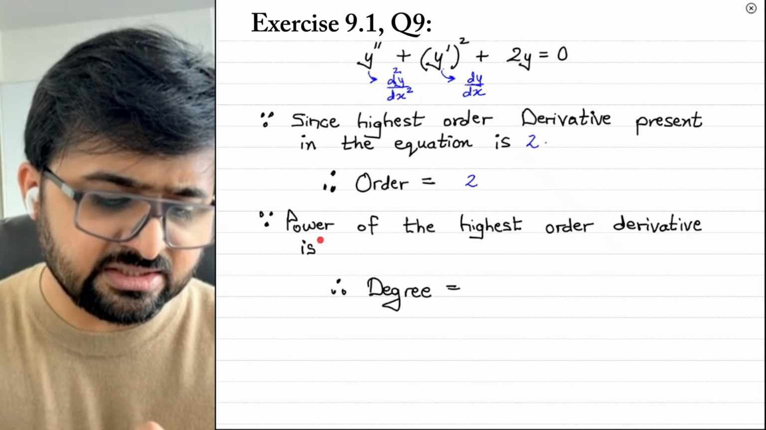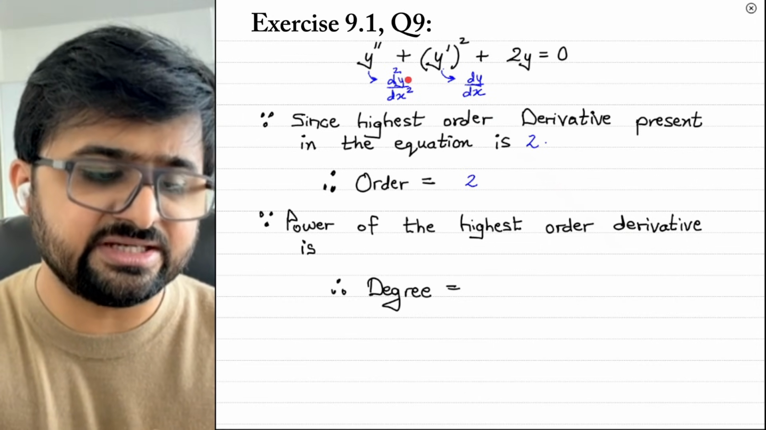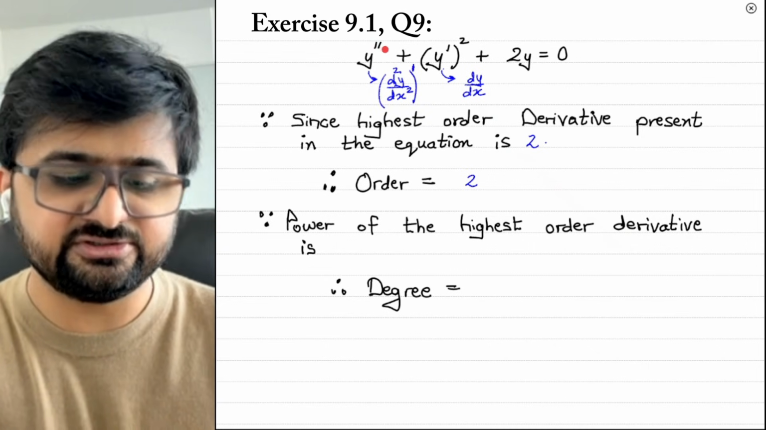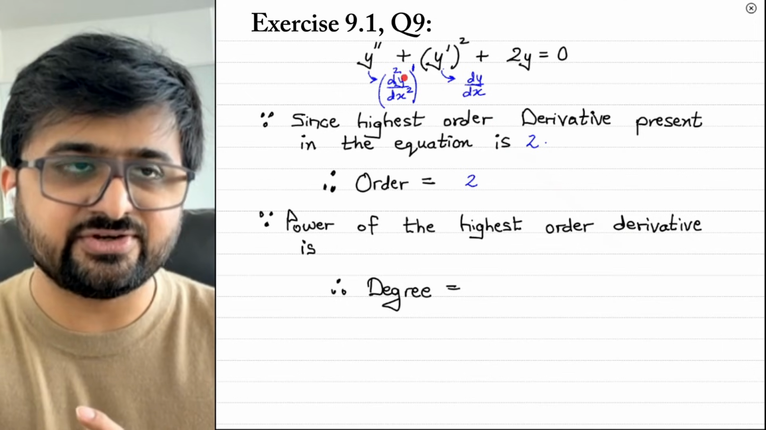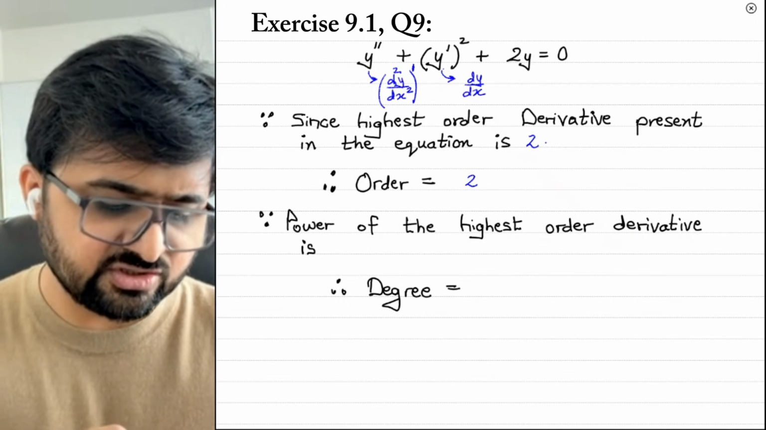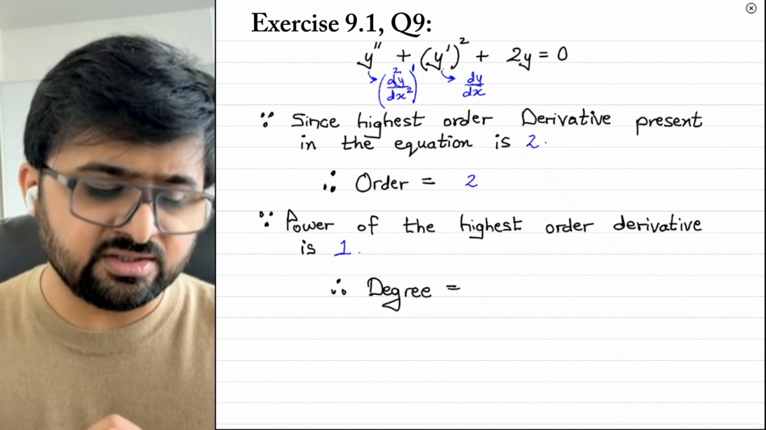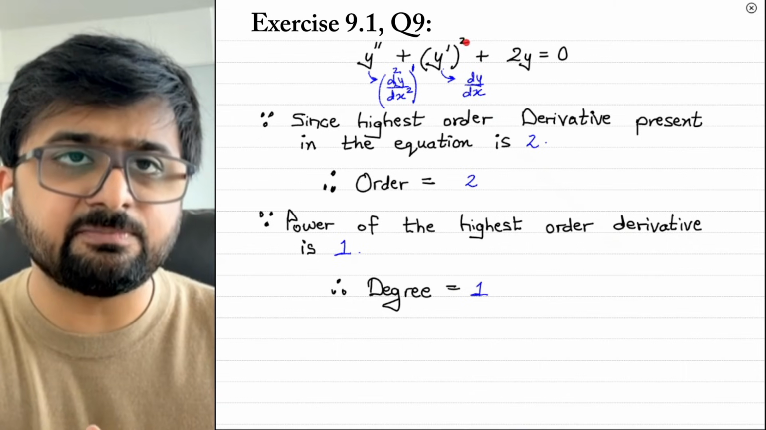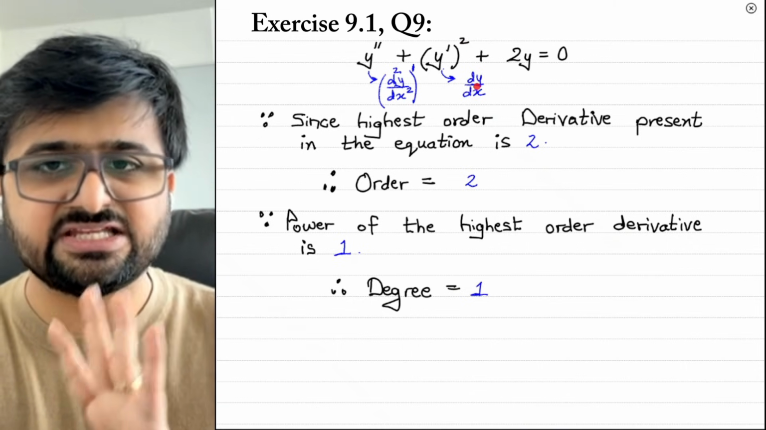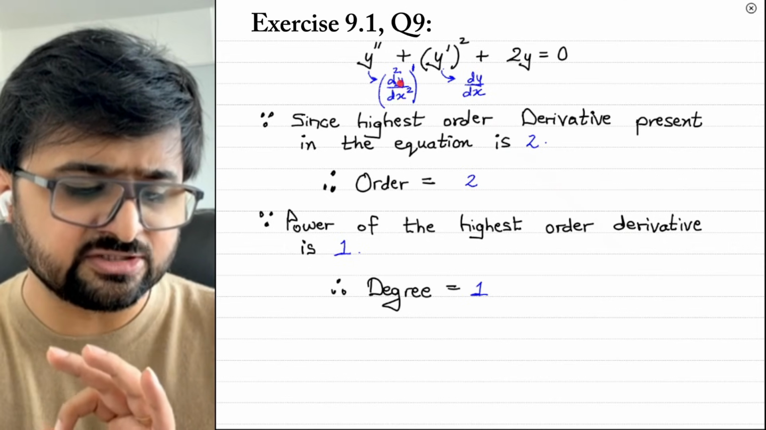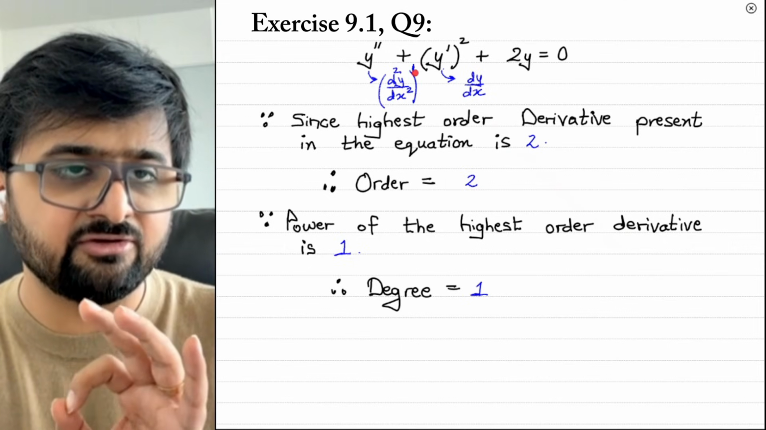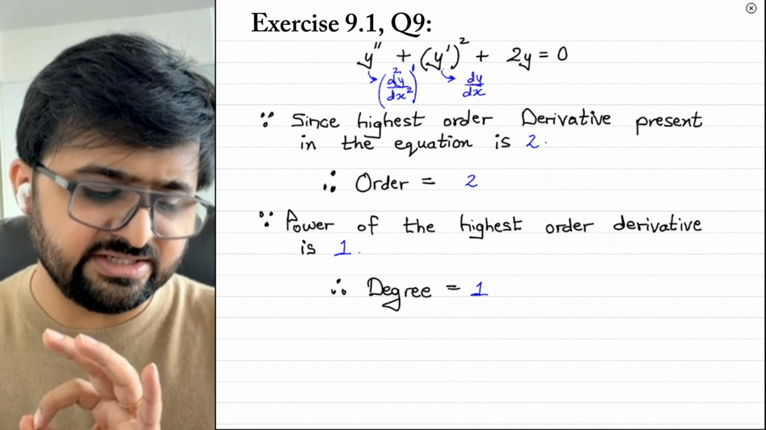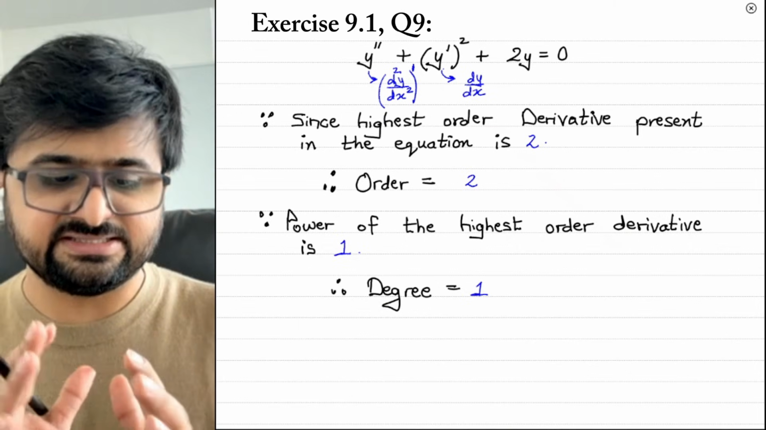Now degree is nothing but the power or exponent of that highest order derivative. So the power of this highest order derivative is 1 because there is no power. So since the power of that highest order derivative is 1, therefore the degree of the differential equation is also 1. Note that there is power 2 here, but that doesn't count because this is not the highest order derivative. The highest order derivative is the second order derivative. So we always look at the power of the highest order derivative. In this case, it is the second order derivative, which is why the degree is 1. I hope that's clear.